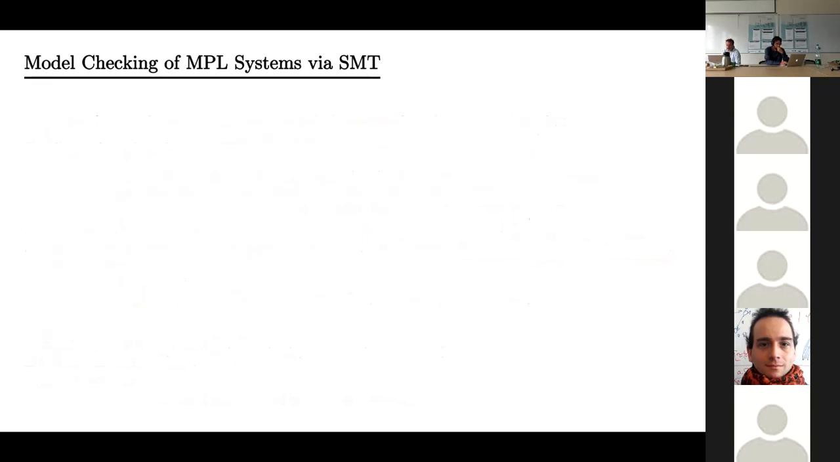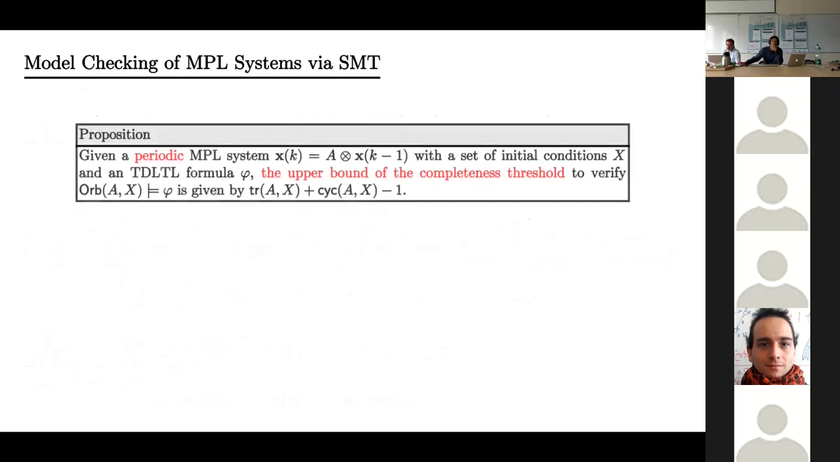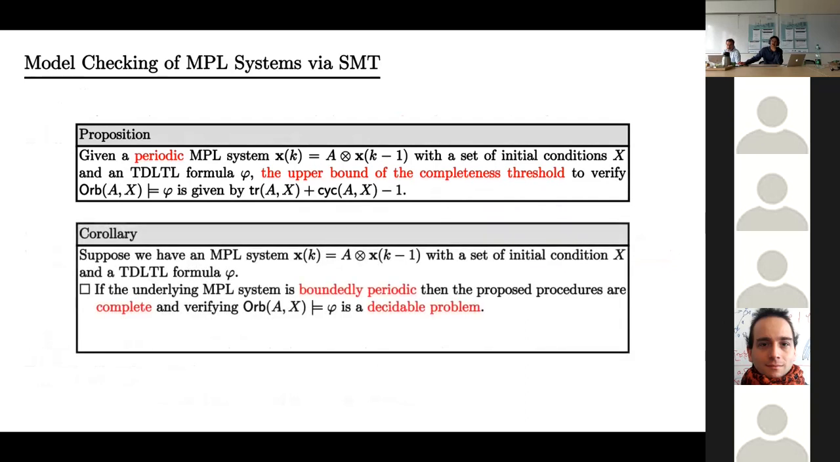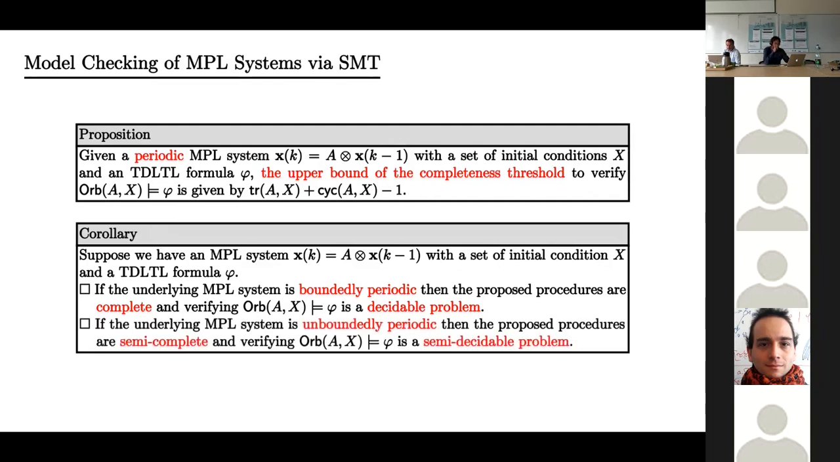As mentioned before, the completeness threshold is related to the periodic behavior of MPL systems. This can be summarized into this result. Furthermore, for boundedly periodic MPL systems, the proposed procedures are proven to be complete and the verification problem is decidable. On the other hand, for unboundedly periodic MPL systems, the proposed procedures are semi-complete and the verification problem is semi-decidable.